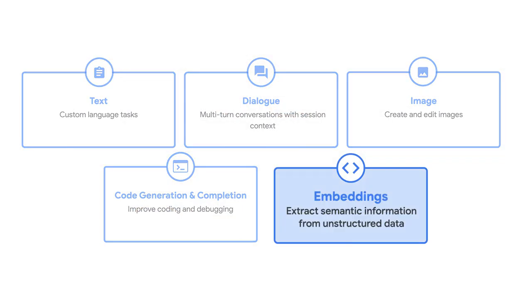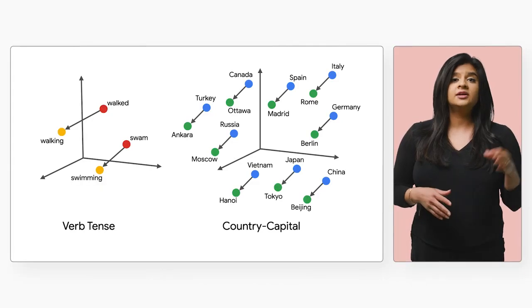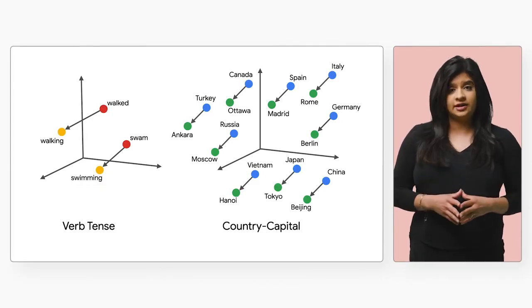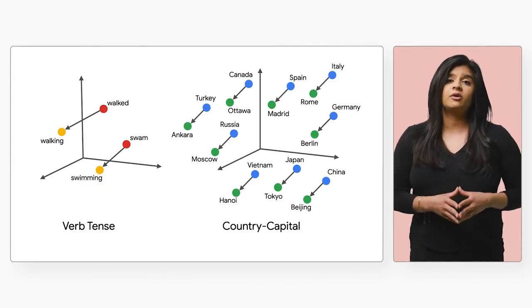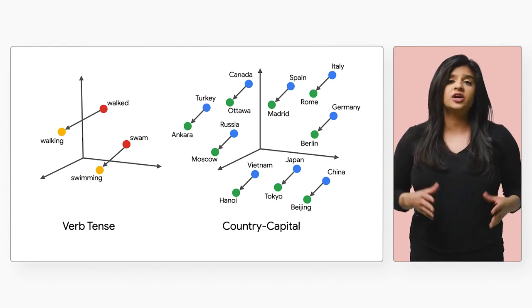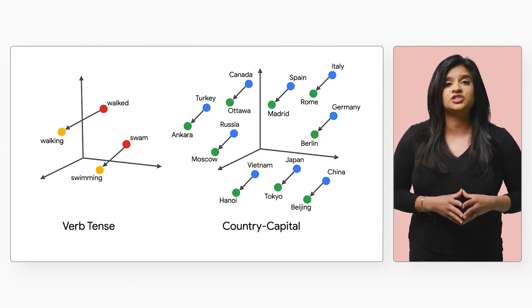Last but not least, embeddings. They are vector representations of data. So, for example, a text embedding is a numerical vector representation of a word or a phrase. This model allows you to extract semantic information for unstructured data. You can use this to power recommendation engines, ad targeting systems, complex classification tasks, search, and more.